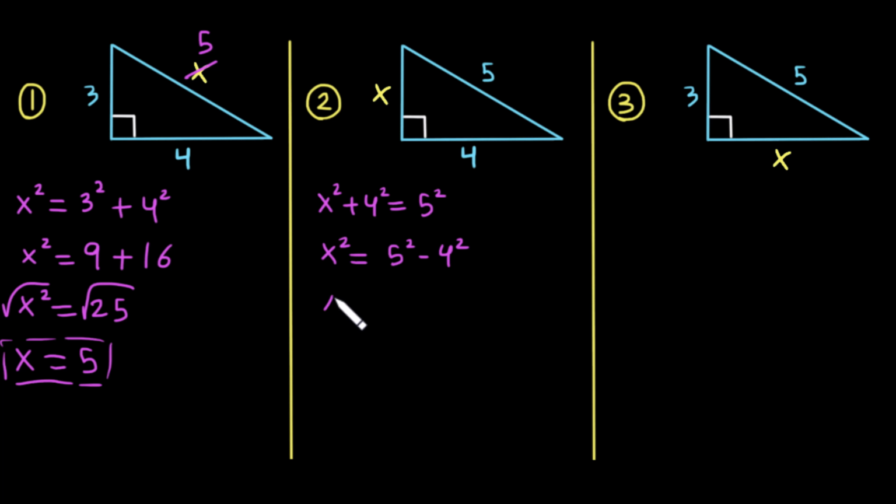So here I will write this one again, x square, 5 square, which is 25, minus 4 square, which is 4 multiplied by 4, which is 16. So x square equal 25 minus 16, which is 9. Now, to find this x, we take the square root for both sides here. So x equal 3.